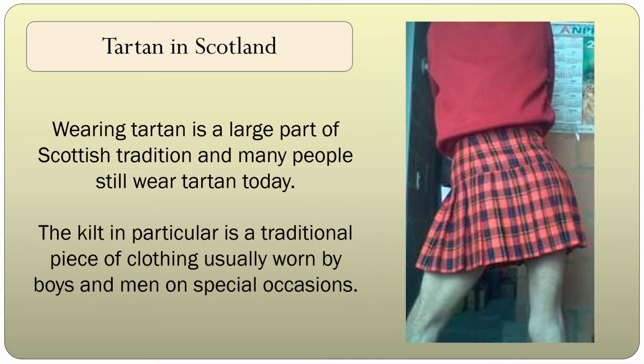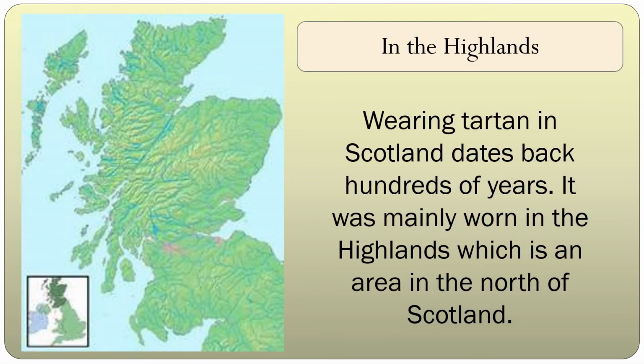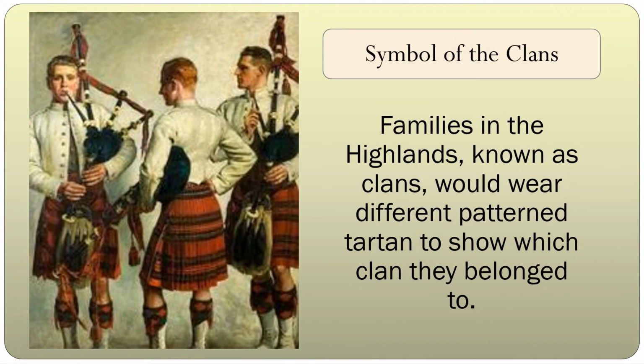Wearing tartan is a large part of Scottish tradition, and many people still wear tartan today. The kilt in particular is a traditional piece of clothing, usually worn by boys and men on special occasions. Wearing tartan in Scotland dates back hundreds of years. It was mainly worn in the Highlands, which is an area in the north of Scotland. Families in the Highlands, known as clans, would wear different patterned tartan to show which clan they belonged to.